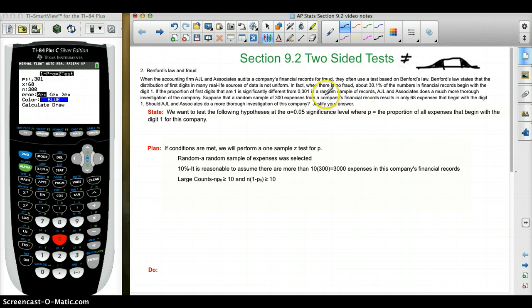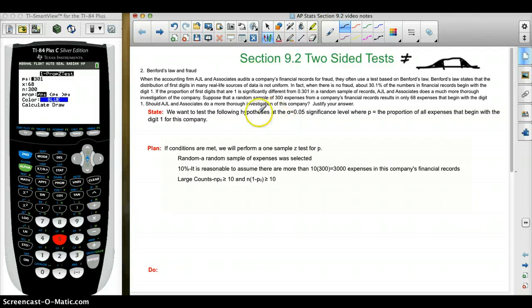Okay, so you already have this problem on your worksheet that I gave you for your section 9.2 alternate examples. So if you forget the problem, you can pause the video now, go through and read it, and then you can pull out the information. So we want to state what we're going to do first, because remember you have to do the four-step process. So the first part to state is we want to test the following hypothesis at the alpha equals 0.05 significance level, where P is the proportion of all expenses that begin with the digit 1 for this company.